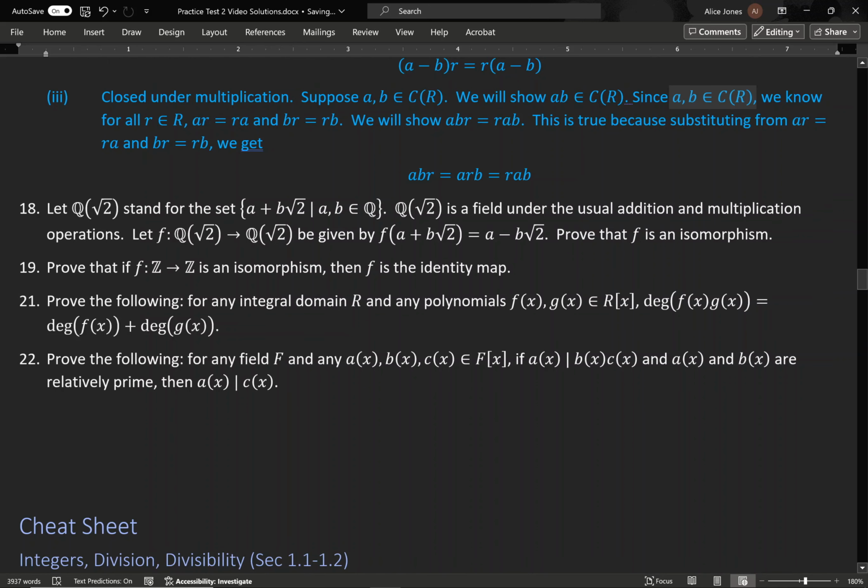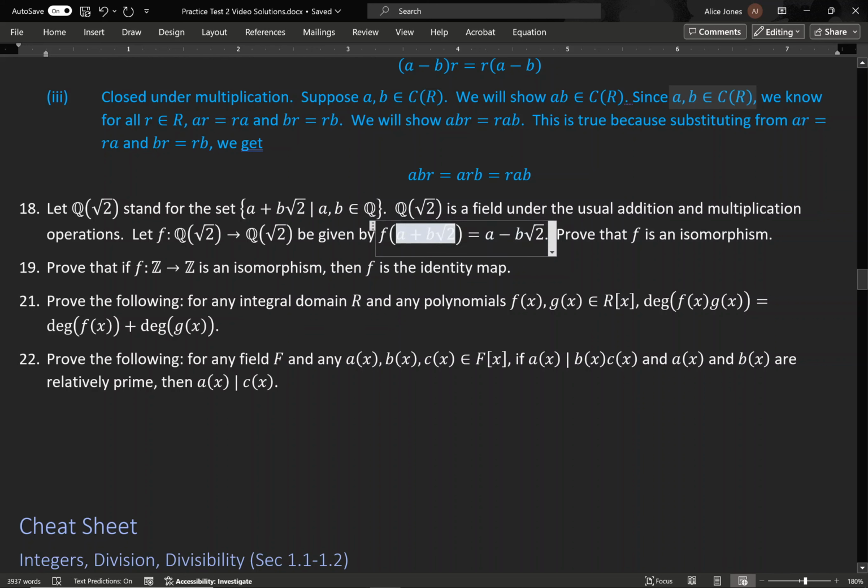Isomorphisms are really important. So Q of square root of 2 is going to stand for this set. This is basically what you get if you start with the rational numbers and you throw in square root of 2, like, I want to have the rational numbers, but I also want square root of 2. These are all the numbers you would need to include to be able to add, subtract, multiply, or divide any rational number by square root of 2. So Q of square root of 2 is also a field under the usual addition and multiplication operations, just the regular real number operations. And we're going to define this function from Q of square root of 2 to Q of square root of 2 by this particular formula right here.